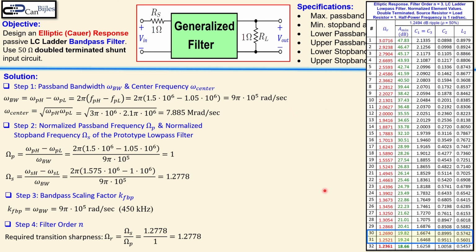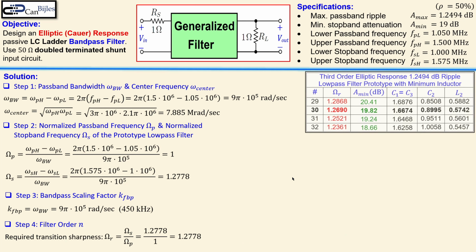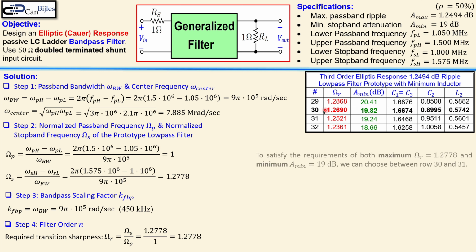But let's zoom in here in this part of the table. So that means we already know that we need a third order, but it's good that we also zoom in on the part between the 29 and the 32 row. You see, I actually made a bold one, which is what we used shortly.